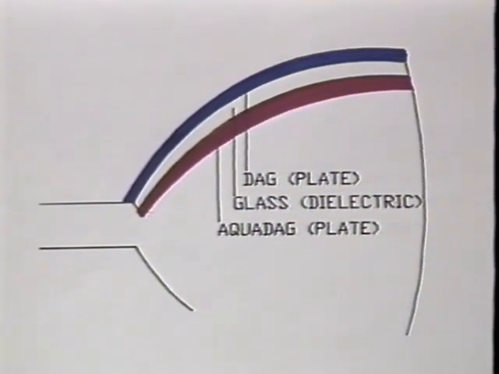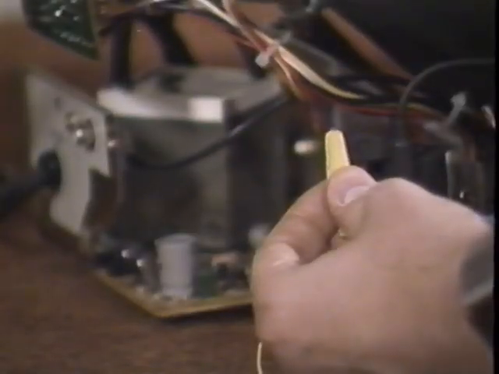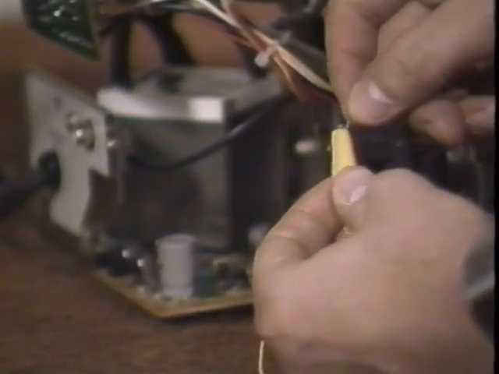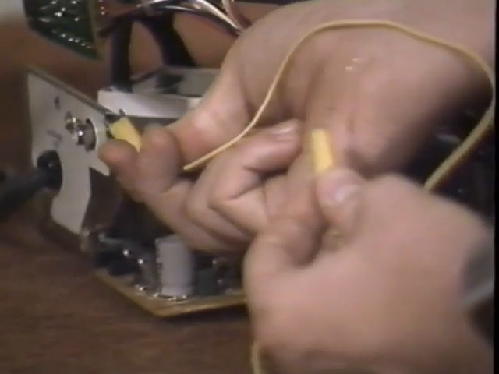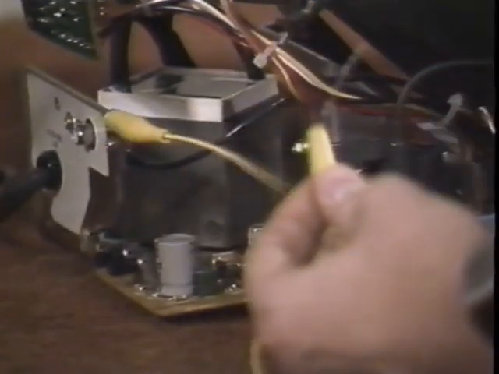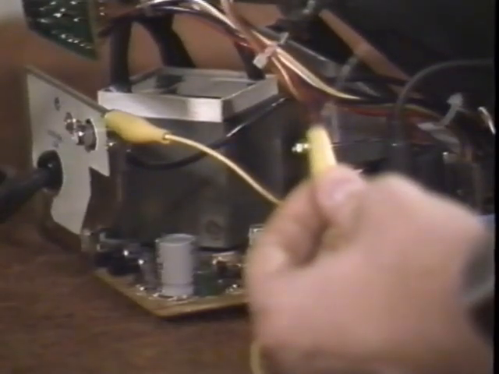The DAG and aquadag of the tube form a very large capacitor, which is not automatically discharged on power off. A CRT can store a high charge for a very long time. Always discharge a CRT before handling in order to reduce the danger of shock. The correct way to do this is to connect a 10K resistor in series with a clip lead and connect one end of the clip lead to the ground. The resistor will help prevent arcing during the discharge.